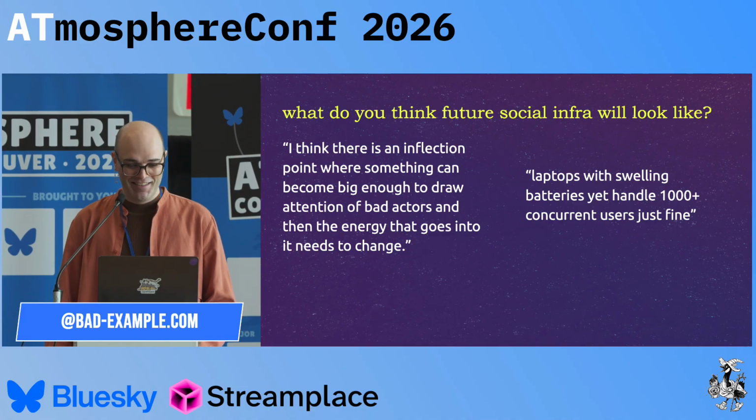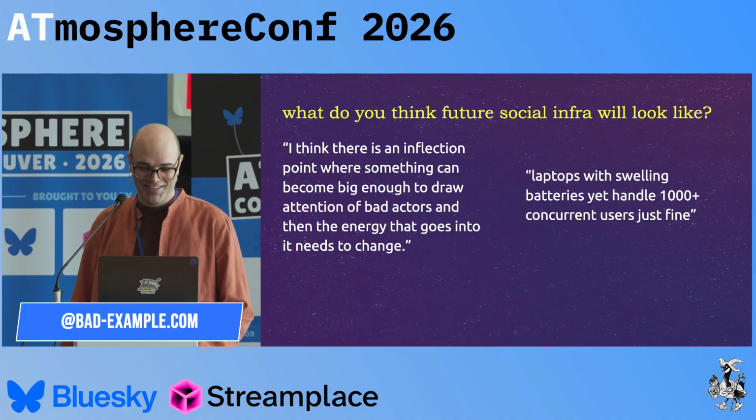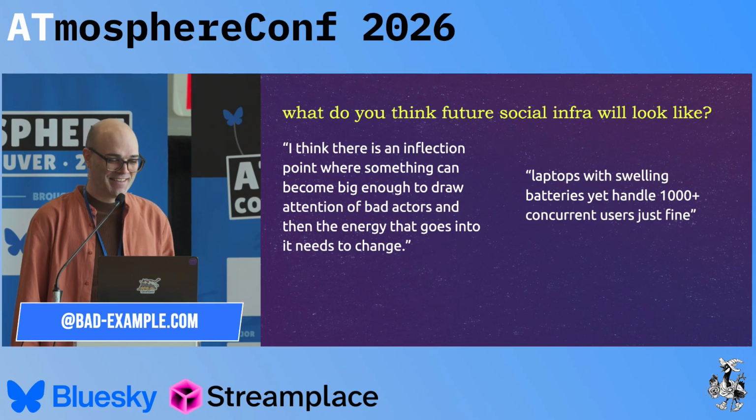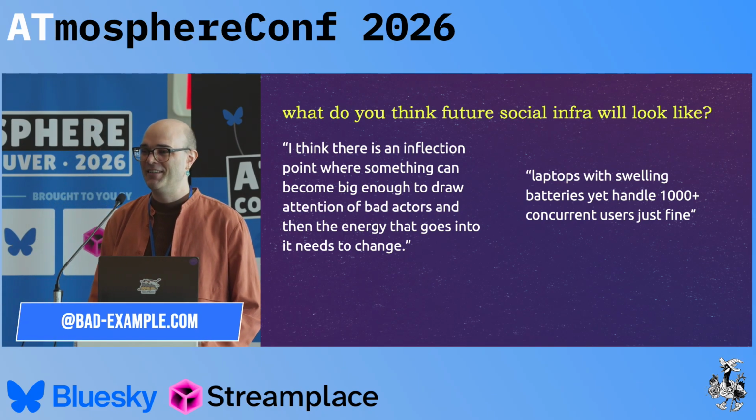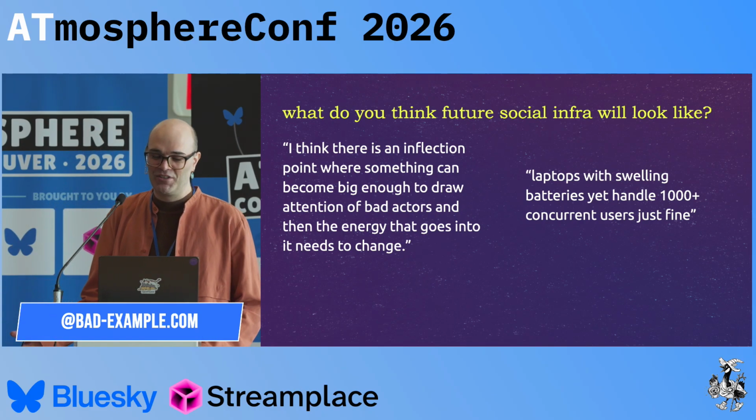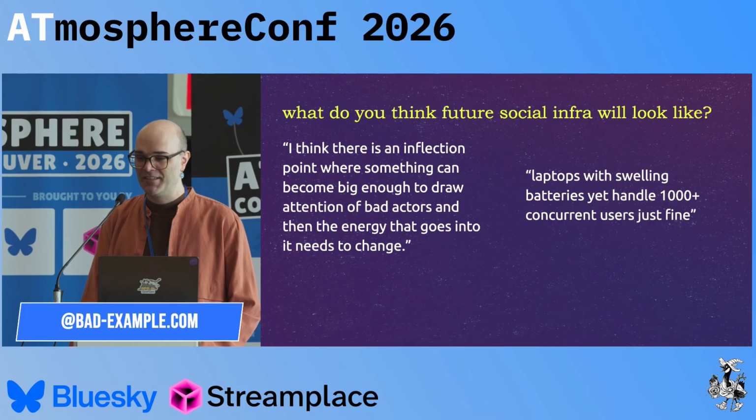Laptops with swelling batteries yet handle 1,000 plus concurrent users just fine. I think this came from the theme of: we can just make things cheaper by putting effort into making them efficient, as we've seen by small-scale operators in AT Proto.